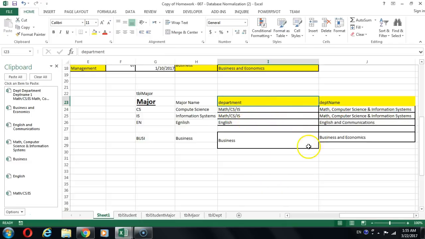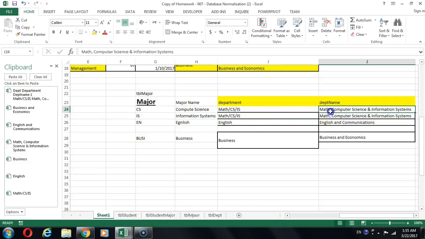And as a result, we have to create a fourth table. We're going to take the department and the department name. Look what will happen if we leave it like this. We put the department name like this, and like this. Do you see I'm putting here math, computer science, and information system? What about if by accident I put mathematics instead of math, the whole word mathematics? Or instead of English, I misspelled the word English.